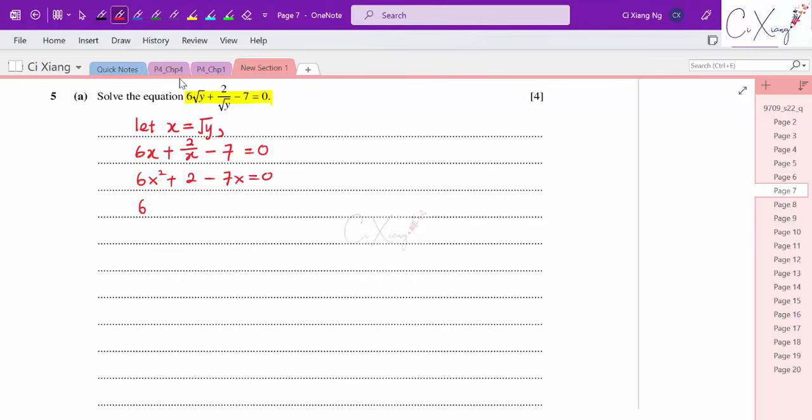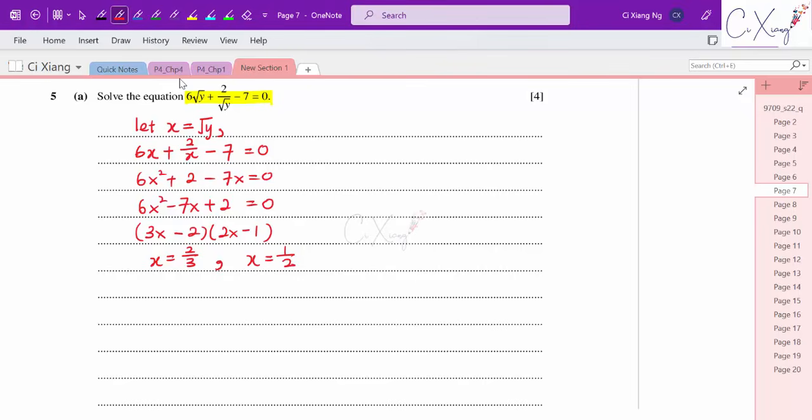Then from here, I think it is quite obvious that we actually get a quadratic equation. Okay, to solve the quadratic equation, you can factorize it, so that I have -7 in the center. Then I will have two values for x, where x can be equal to 2 over 3, and also x can be equal to 1 over 2.